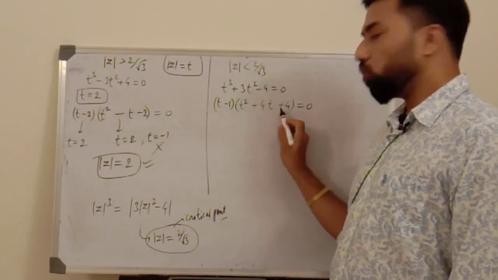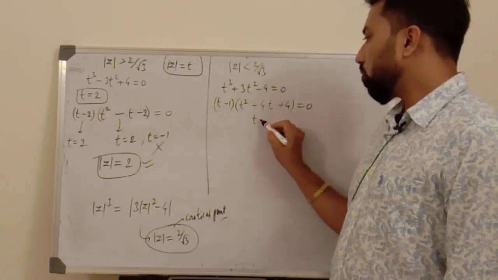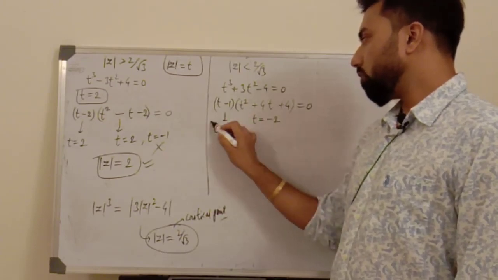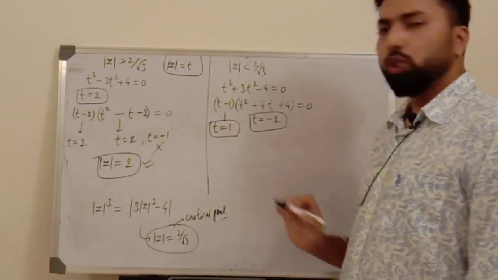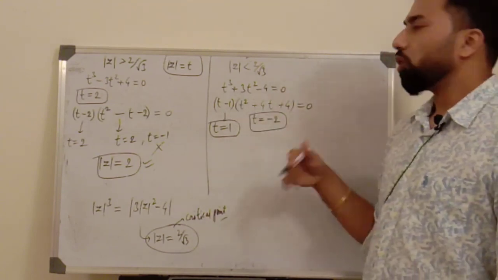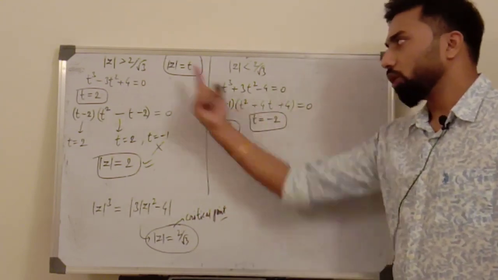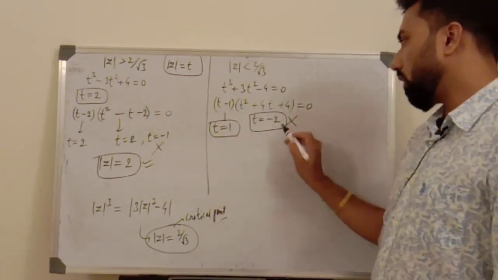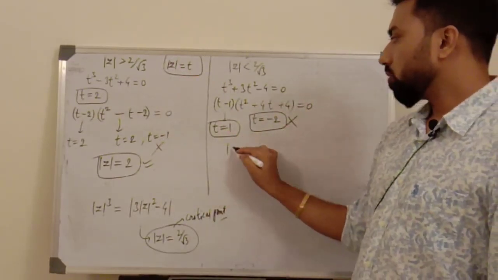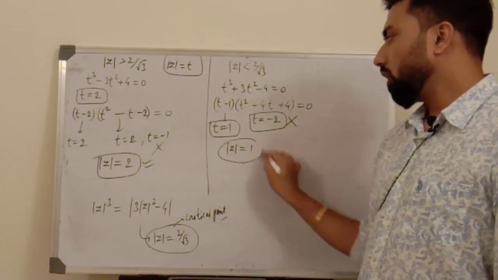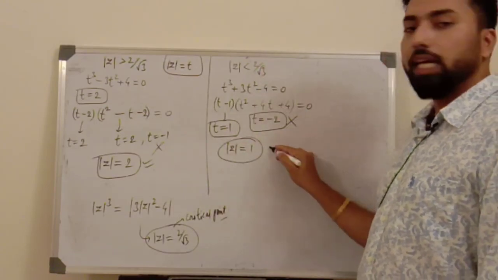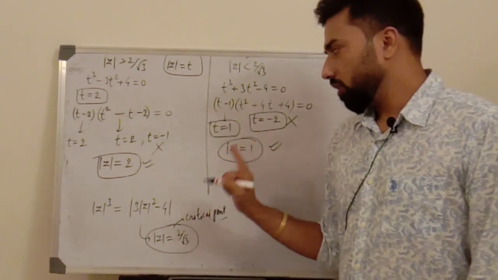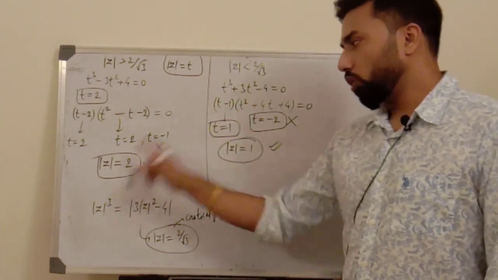Now this is t plus 2 whole square, so here we will be getting t equals minus 2 and from here we will be getting t equals 1. So we have two cases, but t equals minus 2 is not possible as it is the value of modulus of z. Modulus of z is a distance, so it cannot be negative. This is ruled out. T equals 1, which means modulus of z is equal to 1. Now this is less than 2 by root 3, hence it is an acceptable solution. So the possible values of mod of z are 1 or 2.